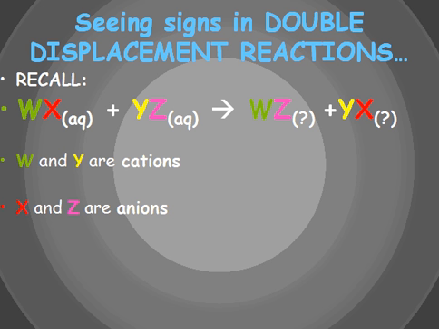Now, I know this kind of looks confusing, okay, but all this is a double displacement reaction. So if you look at this compound and this compound, the Y and the W switch places. So the W goes with the Z, and the Y goes with the X. Okay, so the W and the Y are the cations, and they switch places, and the X and the Z are anions. So that is a double displacement reaction.